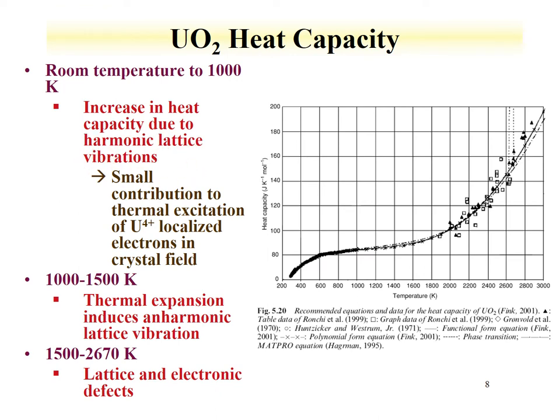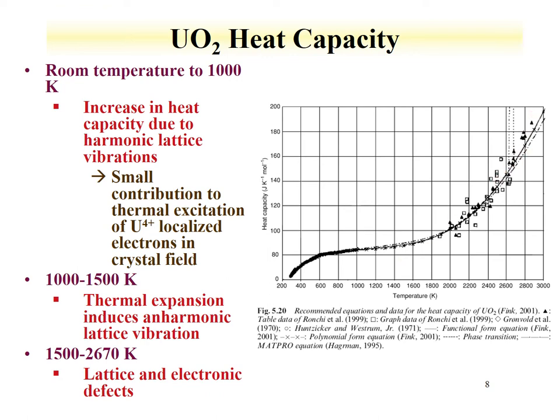So we're just heating up the entire UO2 lattice, and it's vibrating, changing the heat capacity. Above 1,000 degrees to about 1,500 degrees, right about here, we start to introduce anharmonic lattice vibrations. So this is a very simple lattice. This is anharmonic. So this is changing the system. We see a slight change in behavior, the increase of heat capacity. And then above 1500 K, we start to introduce defects, and we see a very, very large increase in heat capacity at high temperatures.